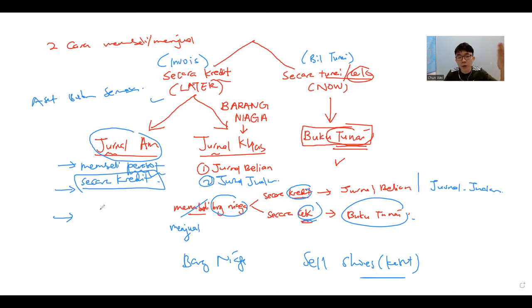So like maybe ambilan barang niaga. This one you can put in jurnal, because in jurnal khas, there's no jurnal ambilan. There's only jurnal belian, jurnal jualan, pulangan belian, and pulangan jualan.